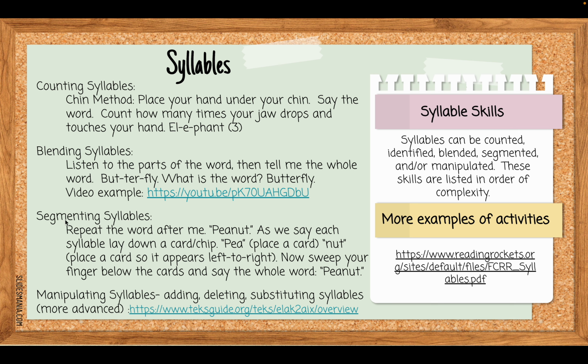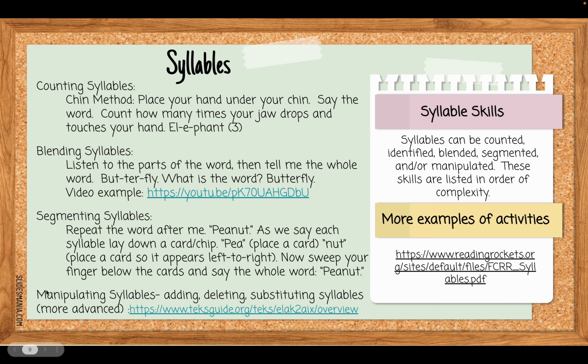Segmenting syllables is the opposite. You would start with a whole word. For example, repeat the word after me, peanut. And then as we say each syllable, they could place down a card or a chip or do the beads again. So they'd be saying peanut, and then sweeping their fingers below the cards to blend the word together again, peanut.